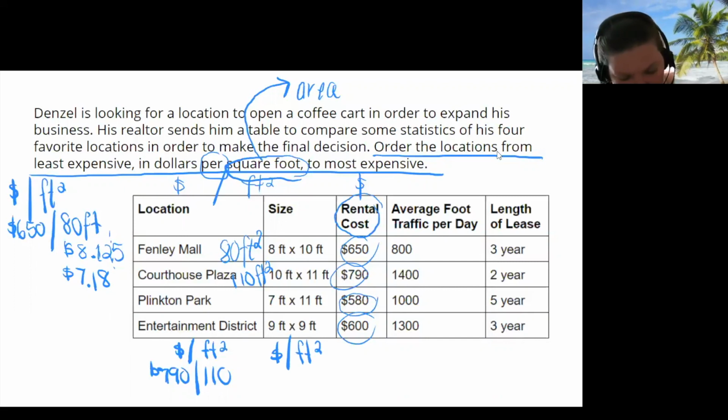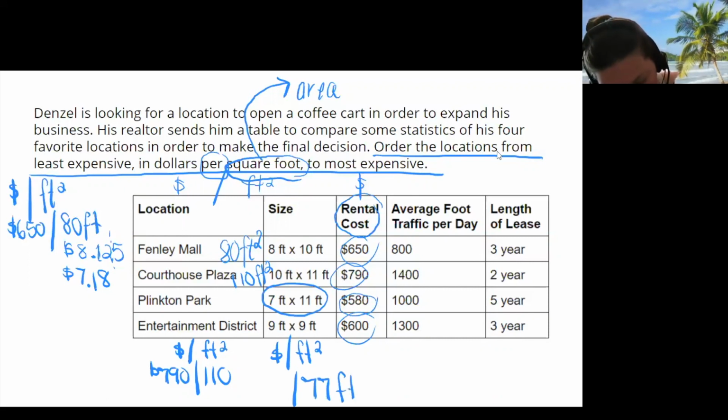Okay, what shall I do for Plinkton Park to figure out the dollars per square feet? 77. Okay, so I'm going to be dividing by 77 because 7 times 11 feet is 77 square feet. And what am I going to divide by 77? I'm going to divide the number 580 by 77 square feet.